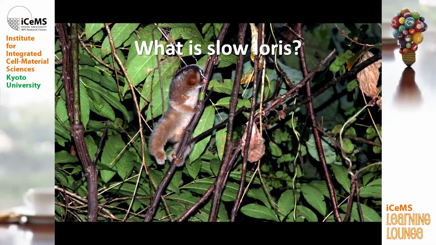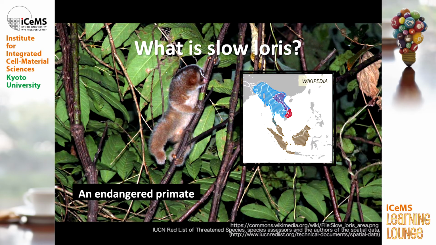Next, I'm going to introduce my target animal, which is the slow loris. So what is a slow loris? The slow loris is an endangered primate living in the rainforest of Southeast Asia. They are arboreal, which means that they live in the trees, and they're nocturnal, which means that they sleep during the day and become active during the night. And they are solitary, which means that they live alone or in a small nuclear family.